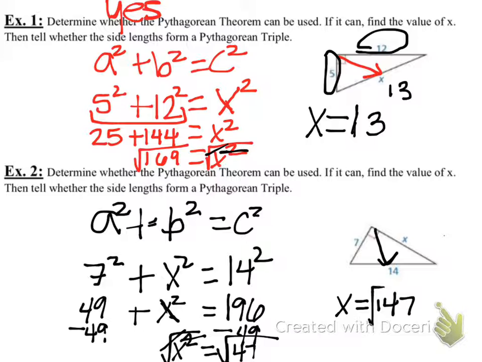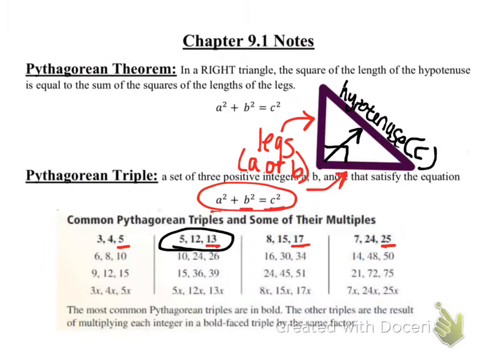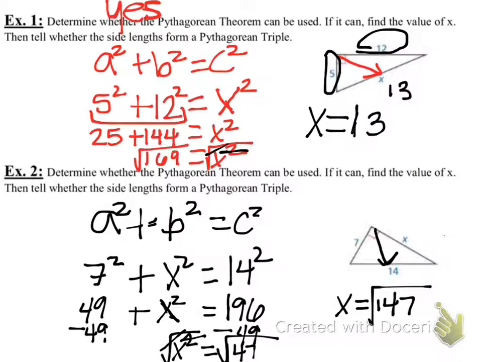square root of 147. And if we look at this chart to see if it's a Pythagorean triple, one of the most important parts of it is that it says it's a set of 3 positive integers, and an integer is a whole number. And so square root of 147, you can take that, but it gives you a decimal. It's about 12.12. We don't want decimals, but this is not a whole number. It's not an integer that's positive. So this would not be a Pythagorean triple.